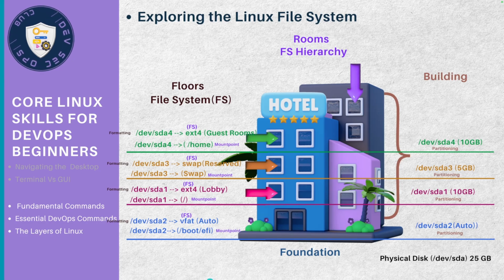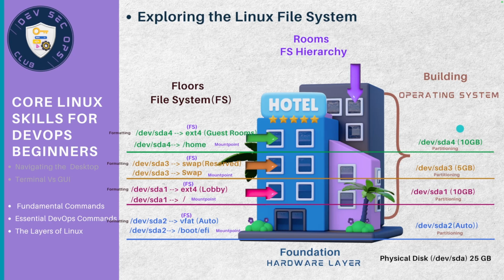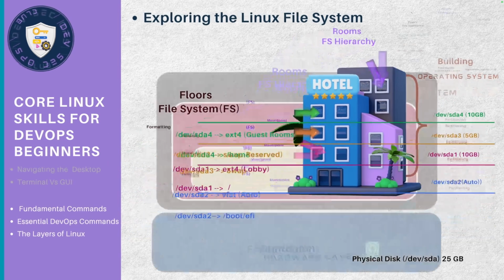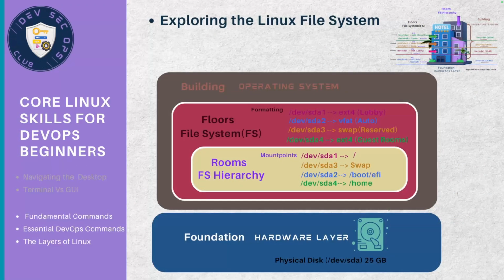So I think it's kind of confusing. Let's make it better. If I refer back to our diagram, which we saw previously, foundation is similar to our hardware layer, right? And this building is like our operating system. Okay, so still it does not make any sense, I believe. So let's make it simpler.